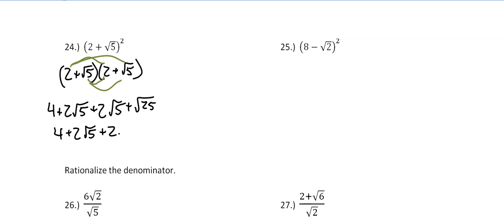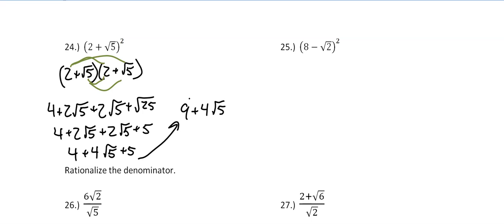And you can combine some of these steps. I'm just showing all of them. And then I combine the like radical terms. And then I combine the rest of the terms. This one, same kind of thing. You got to write it twice. So it's 8 minus root 2 times 8 minus root 2.